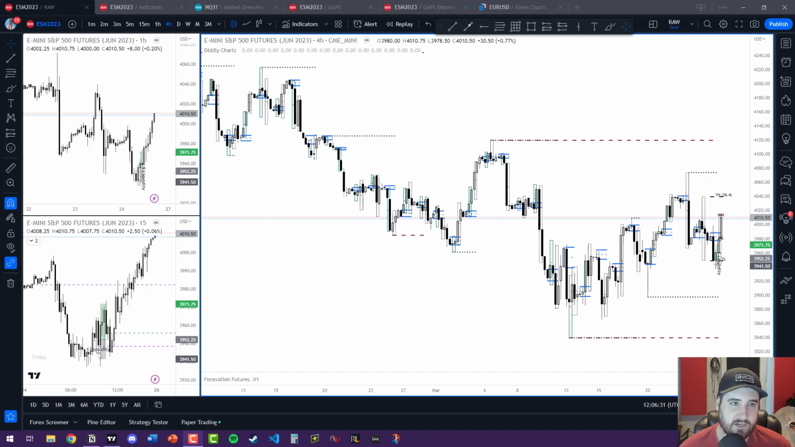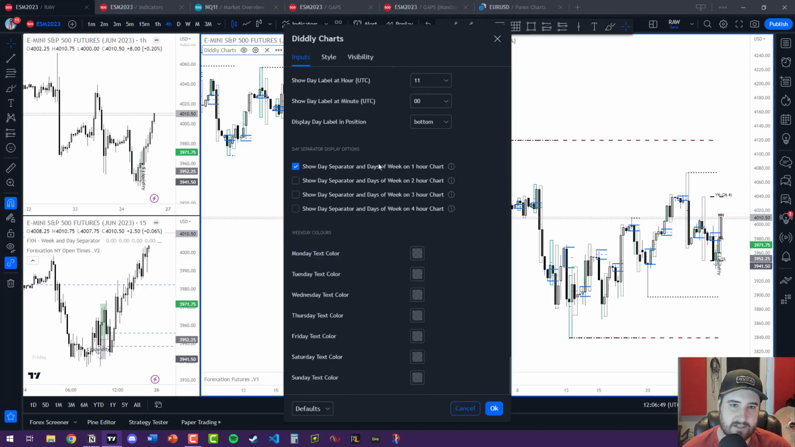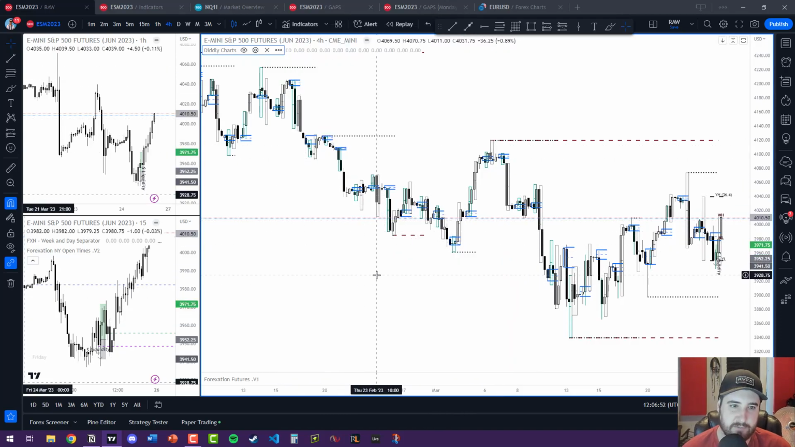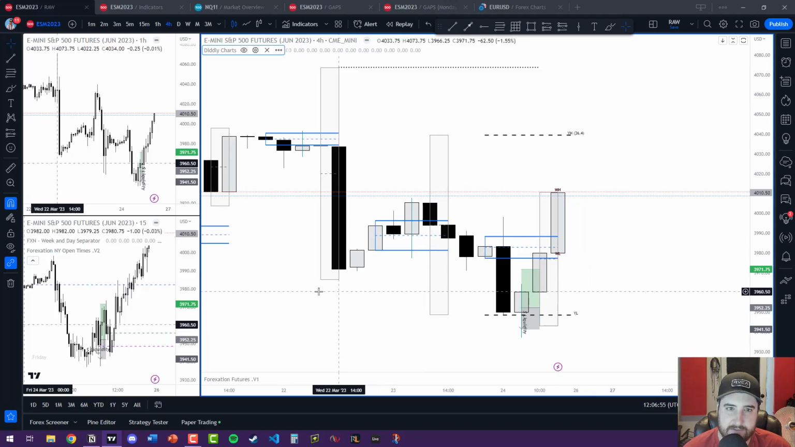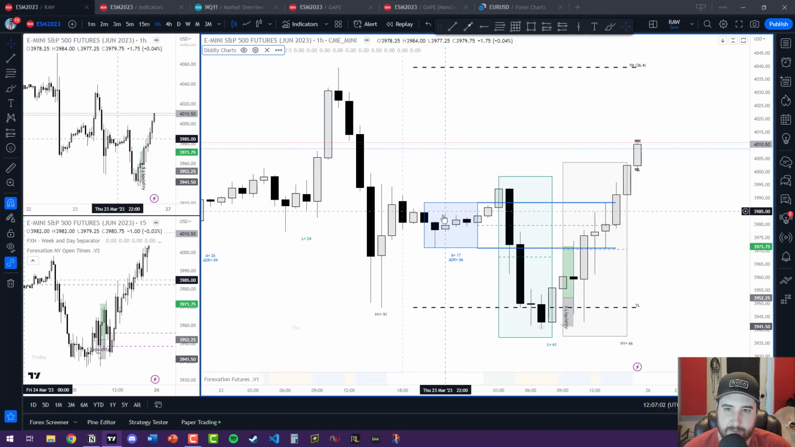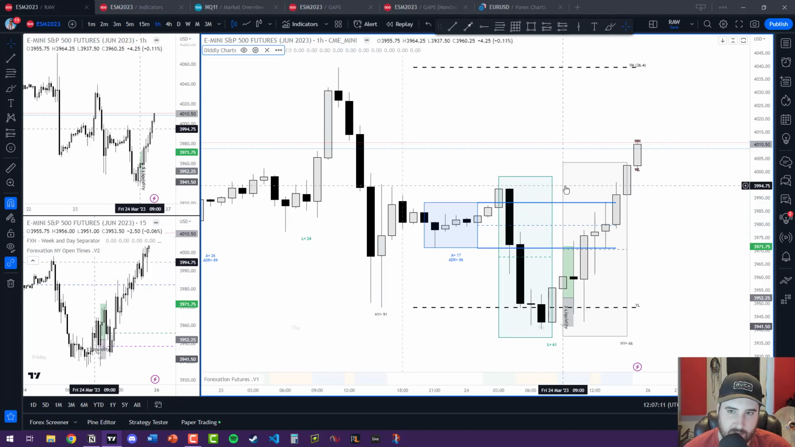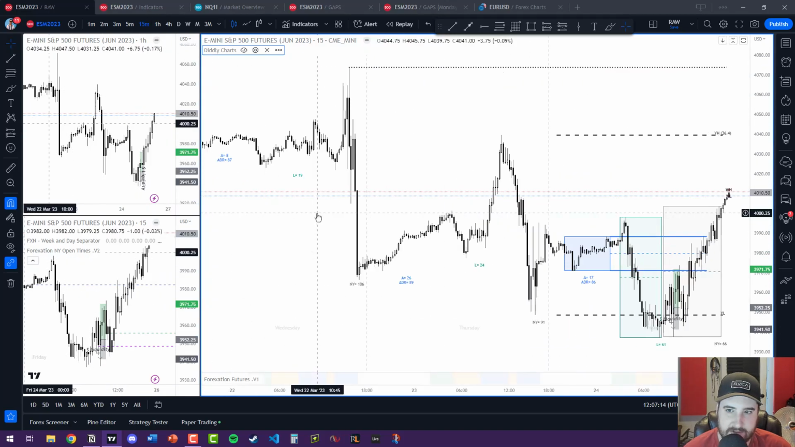I also got a little announcement, nothing from me personally, but if you have been using the FXN week and day separator, he has actually updated it and combined it with a sessions indicator. So it is now Diddly Charts, and it has a lot more you could do besides just the day breaks. You can see here I'm on a higher time frame, so it doesn't look quite right, but it blocks out the Asian session, London session, New York session, and a high liquidity period. If we go down to the 15 minutes, it'll be a little better to see.